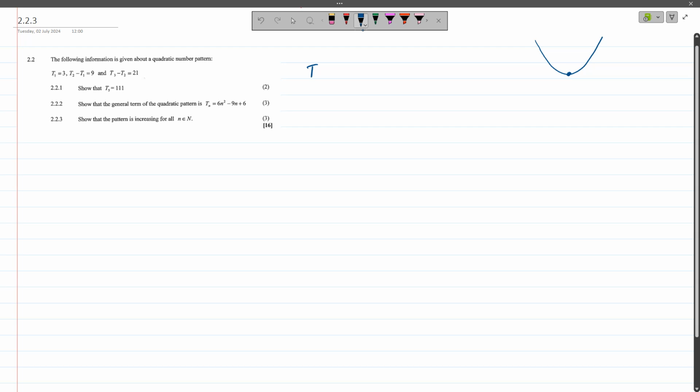So since we can express our pattern in this quadratic format, 6n squared minus 9n plus 6, we can find the smallest value in this case. Therefore, if we say n is equal to minus b over 2a, which is synonymous to the function x equals minus b over 2a, we can find that minus b is minus 9 over 2 times 6. This gives us 3 over 4.